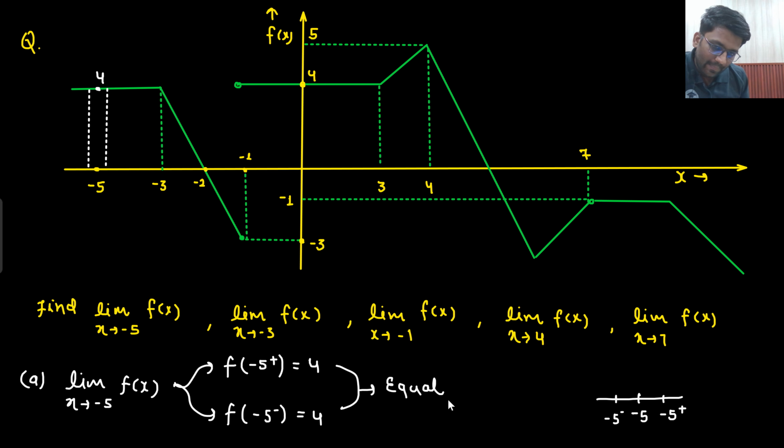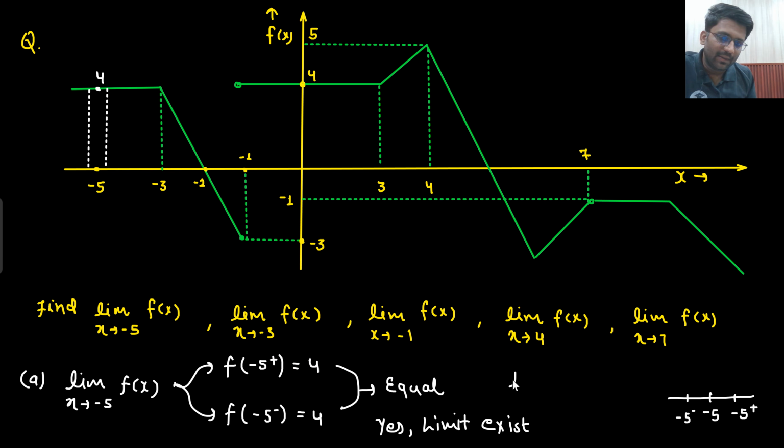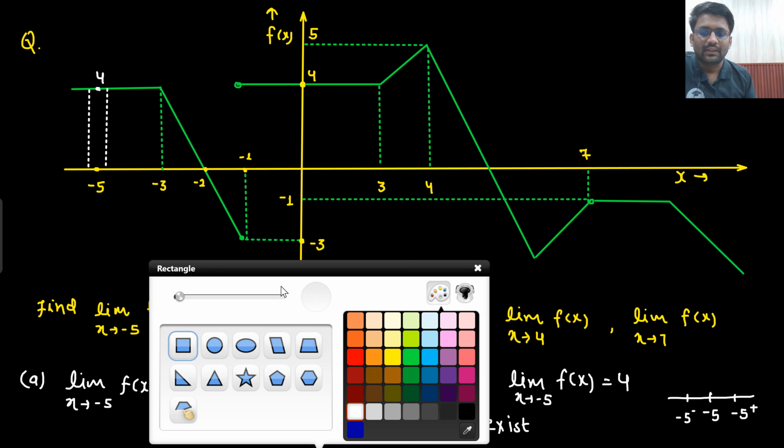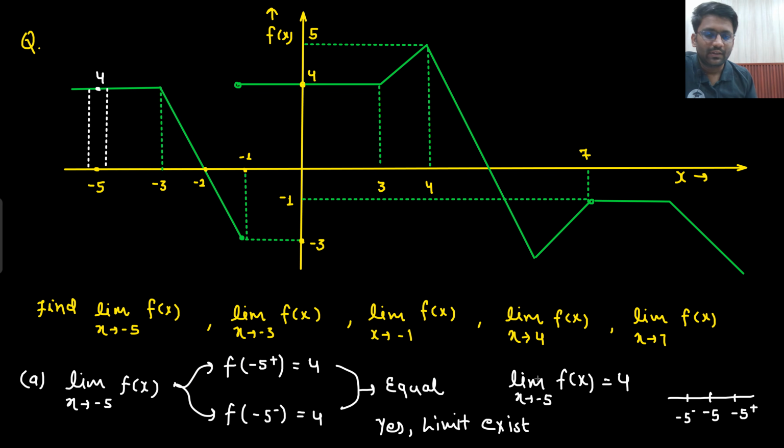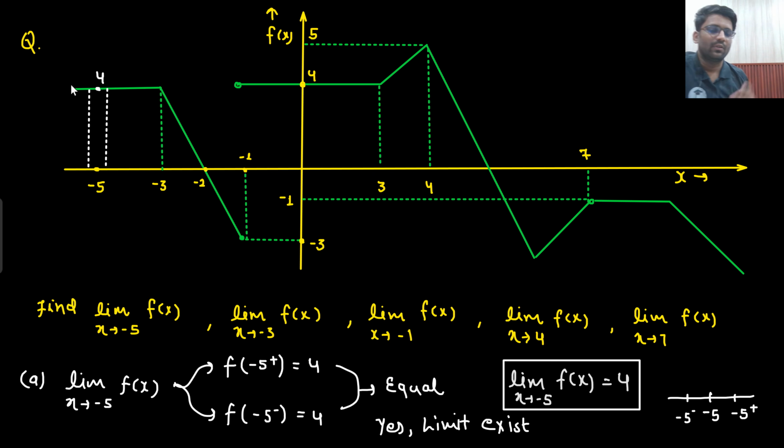That means yes, limit exists. And what will be the value of the limit? You will simply write down that the value of the limit is nothing but 4. You will show it in this manner: limit x tending to minus 5 f of x is equal to 4. That's it. The meaning of this expression is simply that the value of f(x) near to minus 5 is nothing but 4. Is that understandable to you?